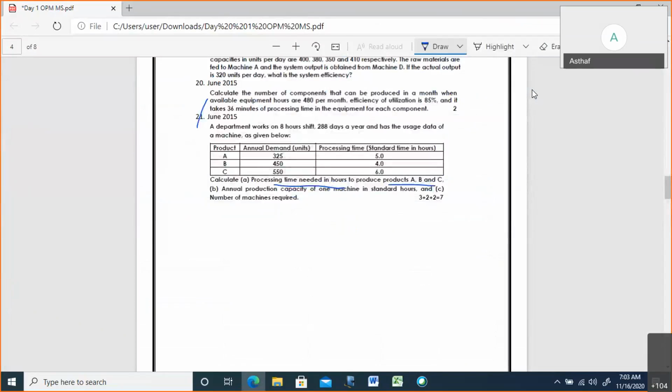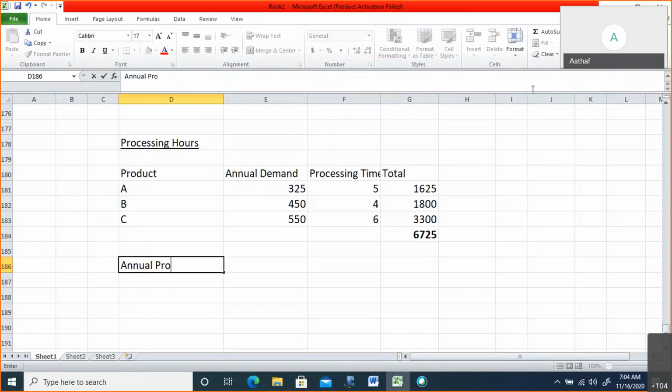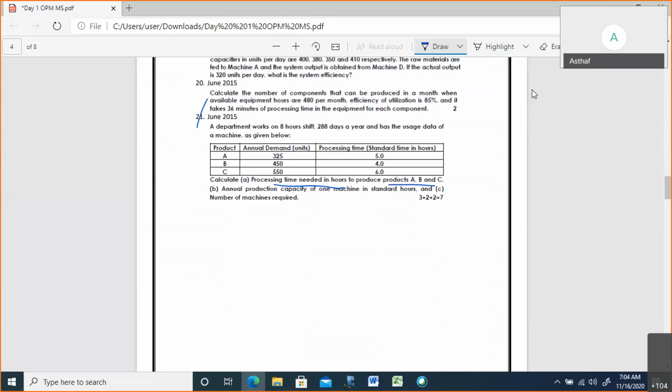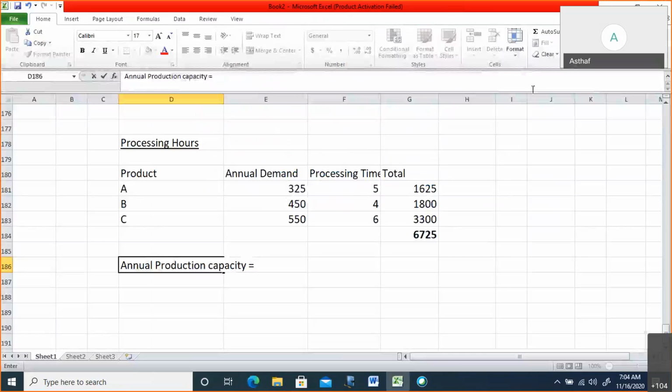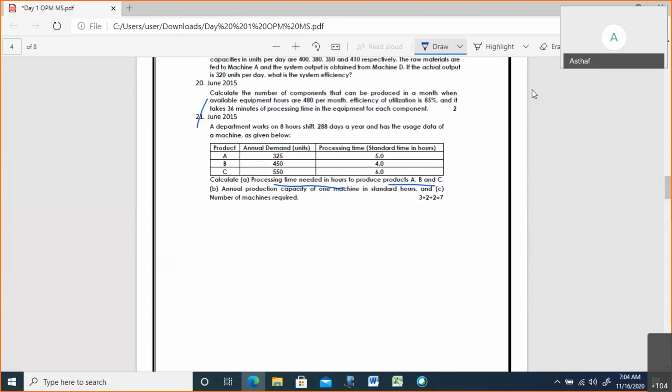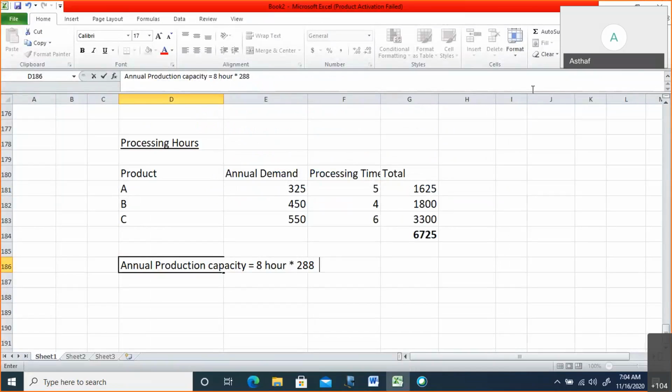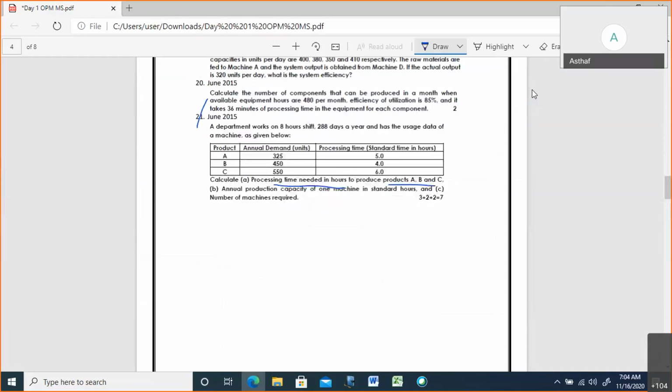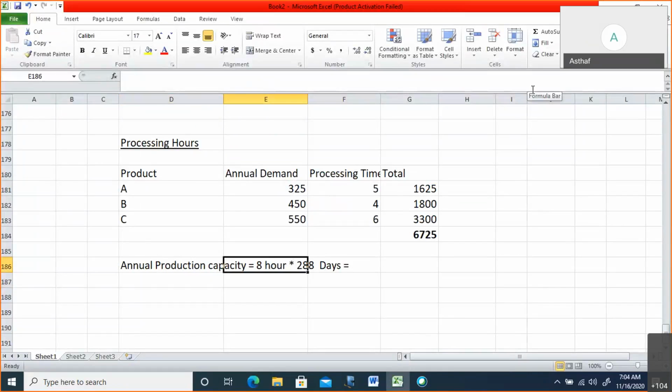What is next? Annual production capacity of one machine in standard hours. How to find out annual production hours? We have an 8-hour shift, into how many days are there? 288 days. Tell me what will be the answer? 8 into 288 hours, 2304 hours. Yes, you are right, my dear friends.